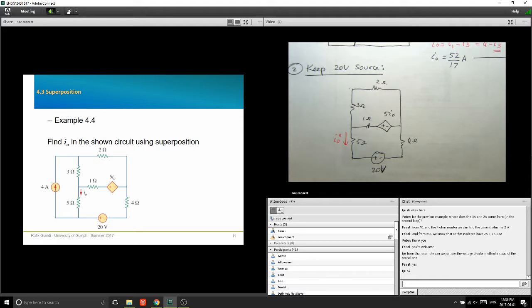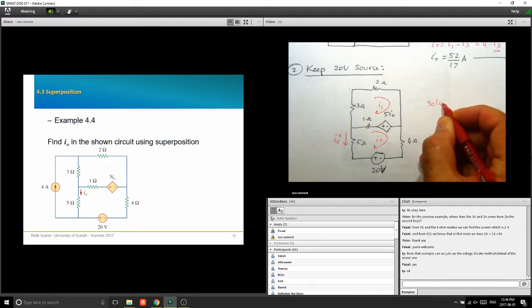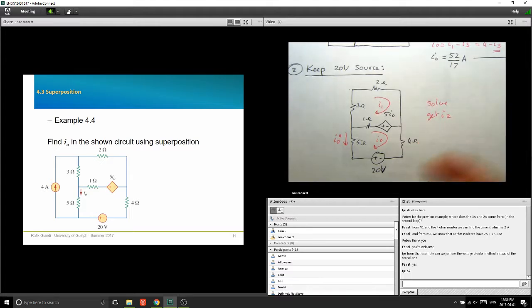And if you're trying to do a mesh analysis, you only have 2 meshes, so it's easier. You can do that. So you can do your mesh analysis. You don't have any current sources, no super meshes. You're just going to write your KVL across these 2. You're going to solve that, and you're going to get I2, because that's the one you need for I naught. And then I naught double dash is equal to negative I2.